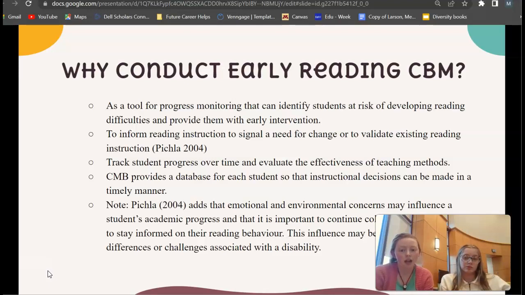Note, our article adds that emotional and environmental concerns may influence a student's academic performance and therefore their CBM data, and that it's important to continue collecting CBM data as often and effectively as possible so that you can stay informed on their reading behavior. These influences may be from cultural differences or challenges associated with a disability, among other factors.